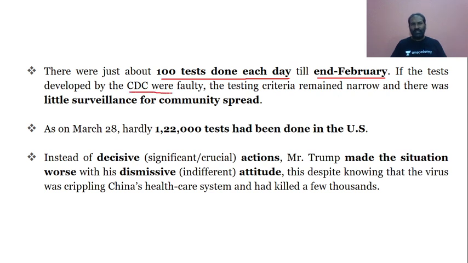And the tests developed by the CDC were faulty, and the testing criteria remained narrow. But that means they were just finding fault with the test kits. We have seen in Europe, many countries, Spain also, complained that the test kits which they got from China were faulty and were not testing appropriately, so they returned them. Okay, there is faultiness in the testing kits, but the other side of it is that the testing criteria remained narrow. That means the testing was not done at a high pace. It was only 100 tests done each day till the end of February in the US. But what has to be done is the tests have to be increased, and now I link it to India.